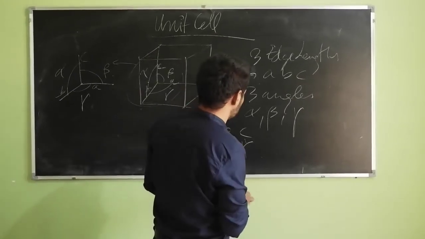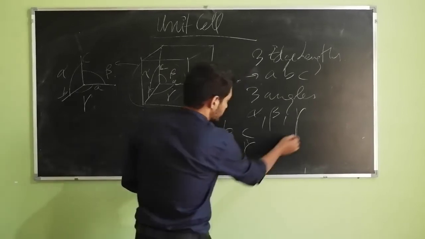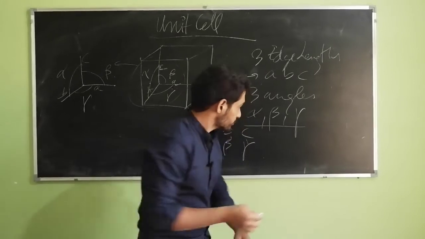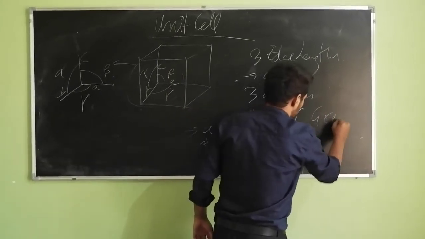Perfect. And before we proceed, I just want you to look at this. These alpha, beta, gamma are Greek letters. Remember this? Greek alphabets.